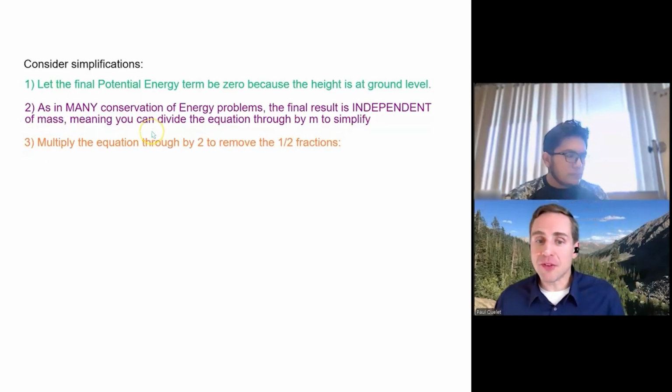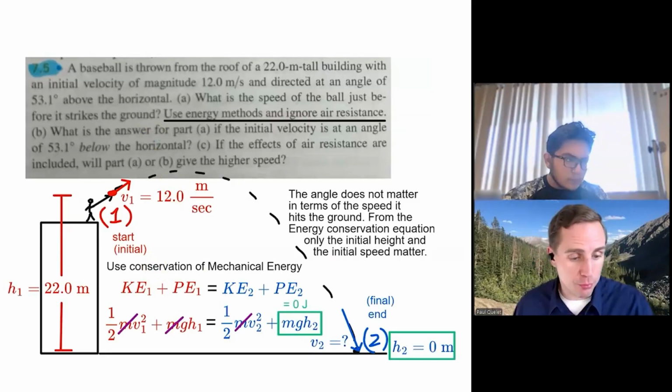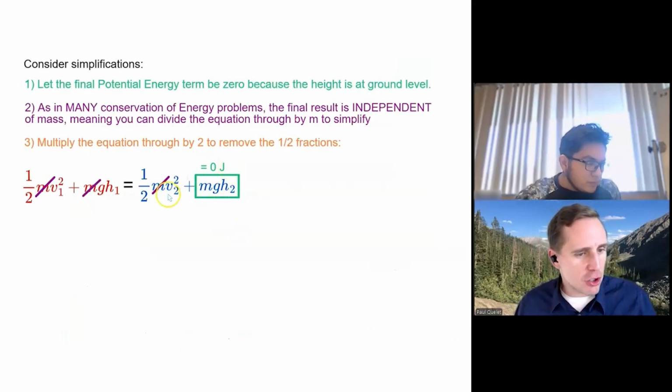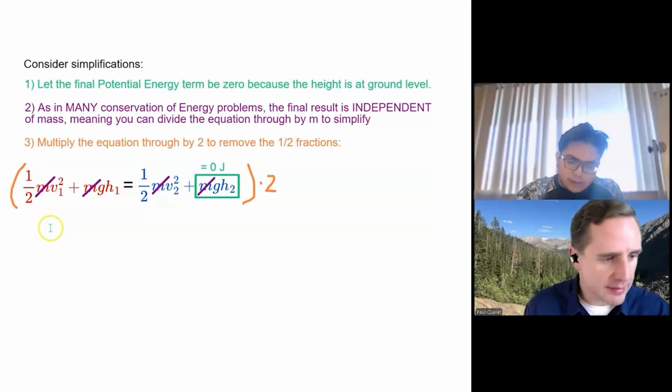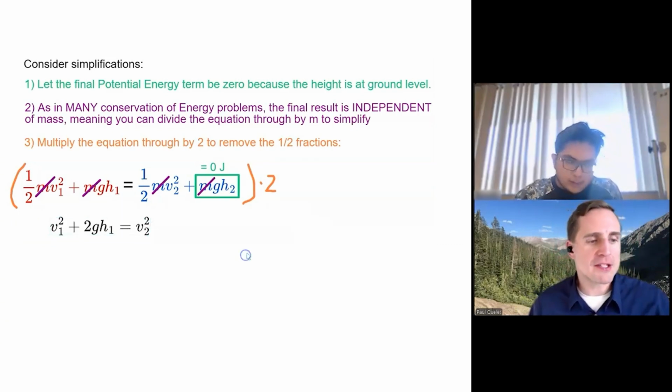So with all those simplifications, this equation is going to be pretty straightforward. We say this term is 0, these masses all knock out, and then you can multiply everything by 2. The 1/2 goes away, so you're just going to get v1 squared plus 2gh1 is equal to v2 squared. Now, I don't know what you think, but that's quite a bit easier.